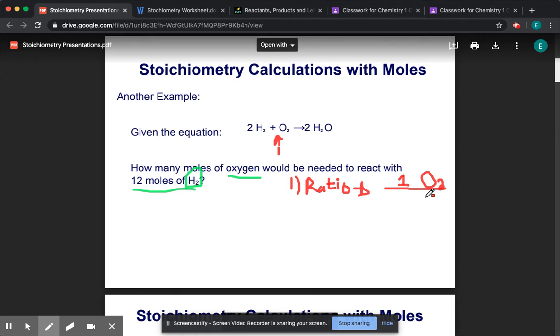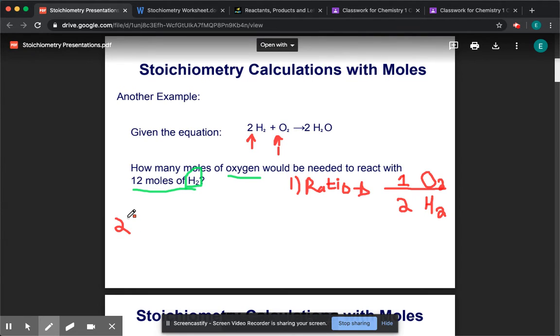What goes at the bottom is what you are converting from. We are converting from hydrogen. Look at the recipe. The number that's in front of hydrogen is 2. Okay. Now we have our ratio.